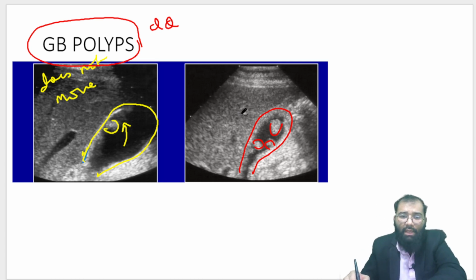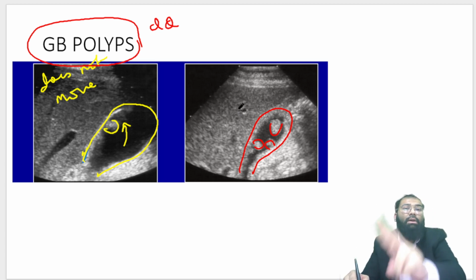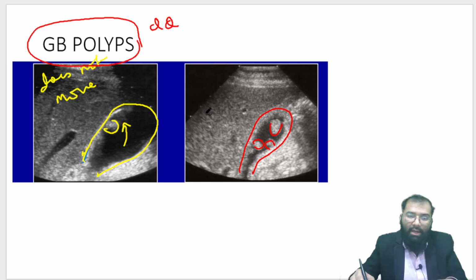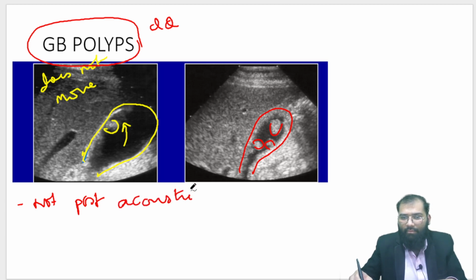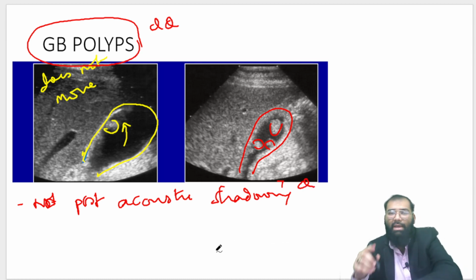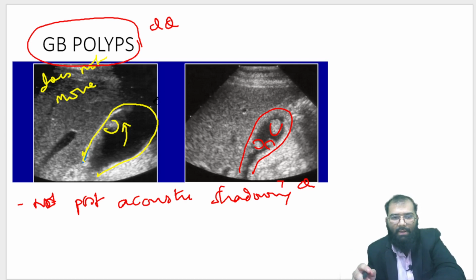Okay. And one very important sign which I have told you is that GB polyps do not move when the patient is moved, number one. Number two, they do not show shadowing. They do not give posterior acoustic shadowing. So, there is no posterior acoustic shadowing. Okay. Very important question which is often asked based on this. Okay. So, you can be asked image based questions, you can be asked direct image characteristic questions.